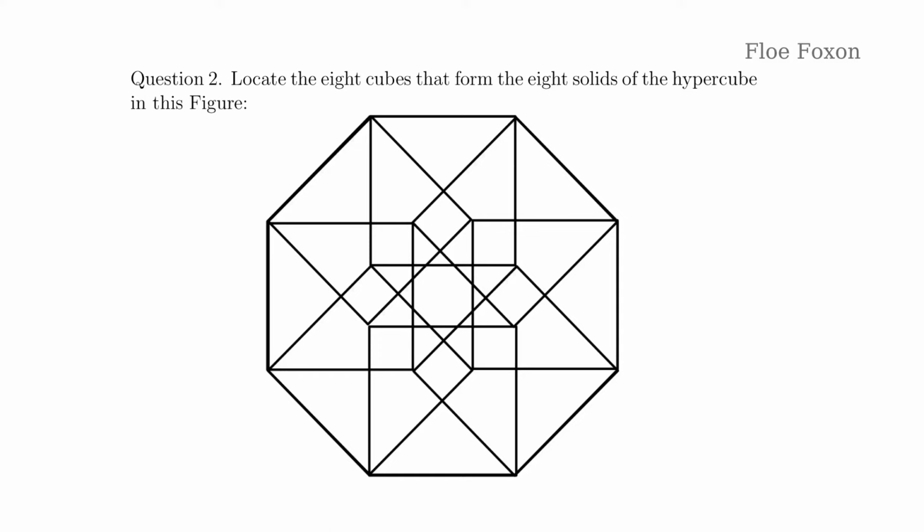Now in question 2, we are asked to locate all 8 cubes that form the 8 solids of the hypercube in the figure. This figure, Rucker tells us, comes from a book published in 1913 titled A Primer of Higher Space by an architect named Claude Bragdon. Of course, this figure is not in 4 dimensions, in fact it's not even in 3 dimensions. It is a 2-dimensional representation of the 3-dimensional cubes that make up a 4-dimensional hypercube.